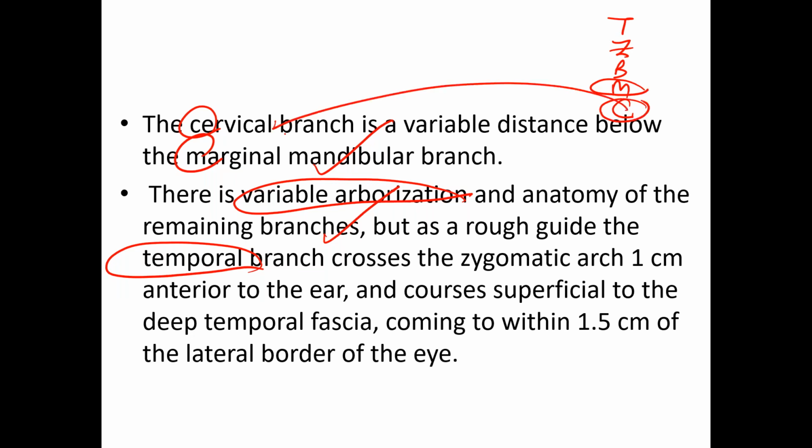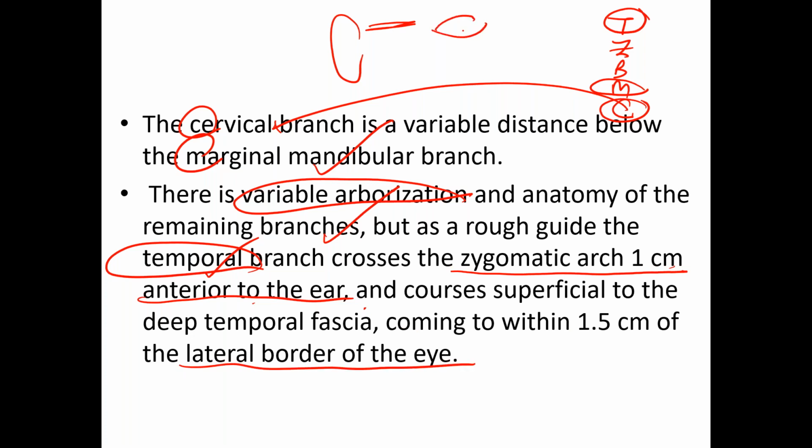We already talked about the cervical branch. Now we are talking about the temporal branch. This is the temporal branch. It crosses the zygomatic arch 1 centimeter anterior to the ear. This is the zygomatic arch. It crosses below the zygomatic arch, 1 centimeter anterior to the ear, and courses superficial to the deep temporal fascia within 1.5 centimeters of the lateral border of the eye. This is the eyeball here.